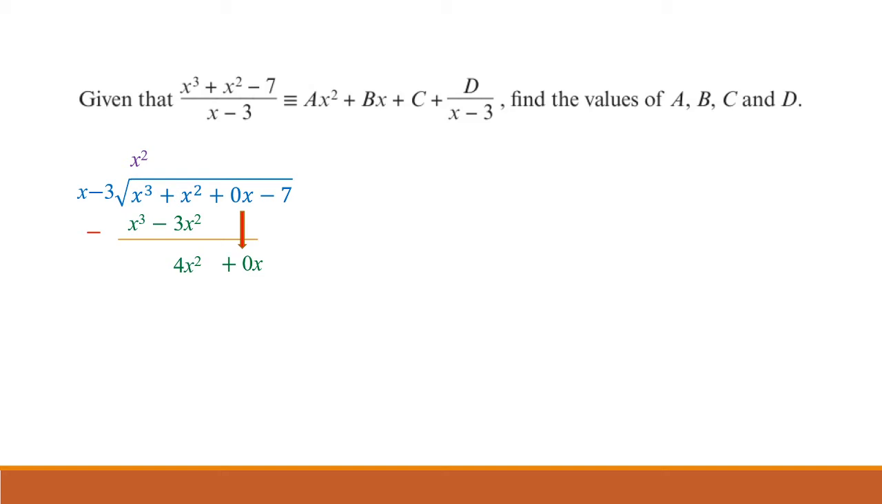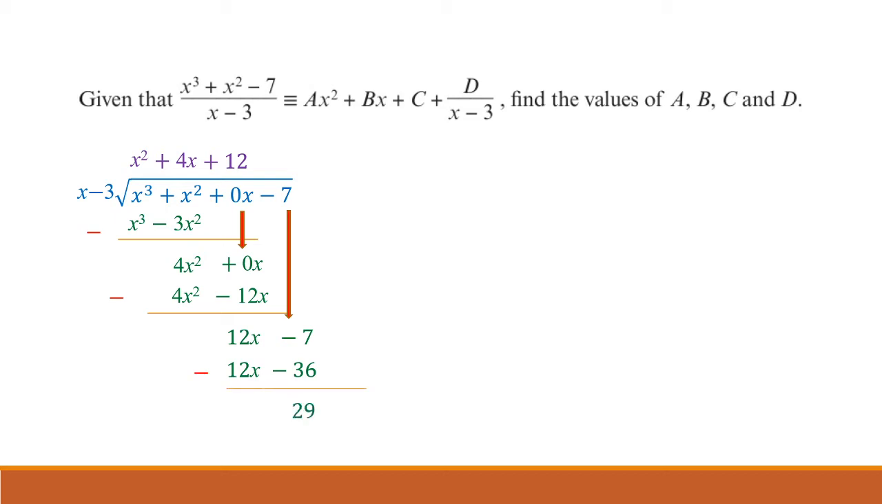Now to get that 4x squared, we need to multiply x minus 3 by 4x, right? And when you multiply, you get 4x squared minus 12x. Subtract that out to get the remainder and bring down the last term. To get the 12x, we need to multiply x minus 3 by 12, which gets us 12x minus 36. So, subtract that out to get the final remainder. So, here, that's your divisor, there's your quotient, and there's your remainder.